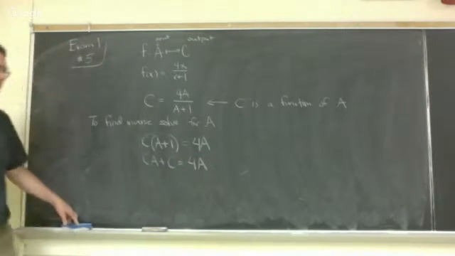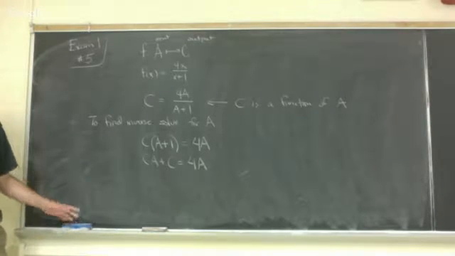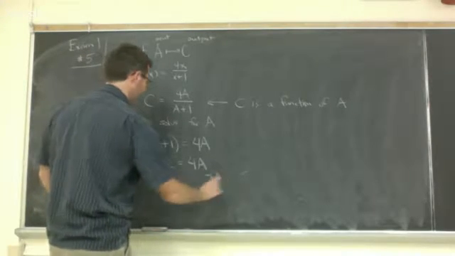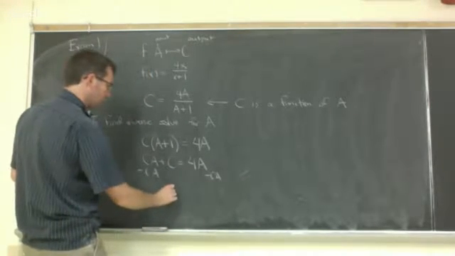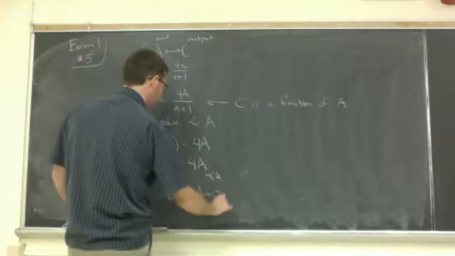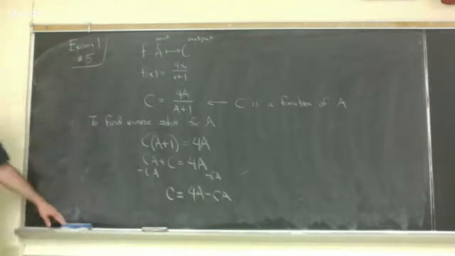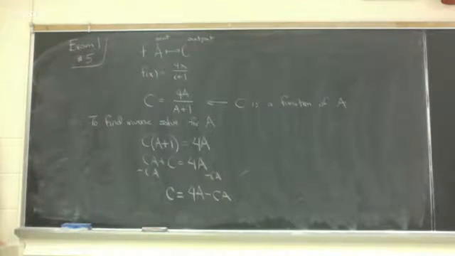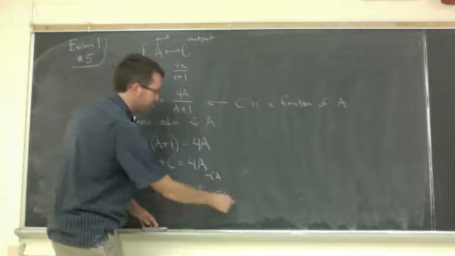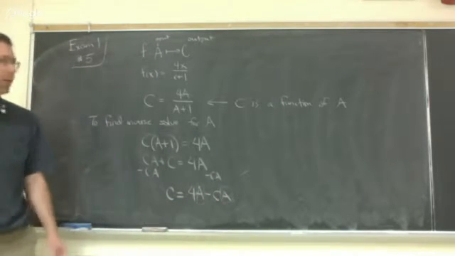Now I want to solve for A, so I'm going to group all the A's together. I'm going to put all the A's on one side, so we'll subtract CA from both sides. And so I get C equals 4A minus CA. Now, it almost looks like I've solved for A, but have I? No, because C is on both sides of the equation, so I actually haven't solved for A. But the advantage of writing it this way is A is a common factor now. So I can factor it out.